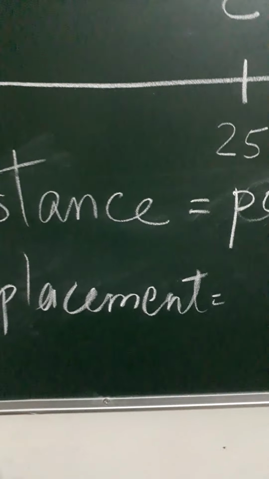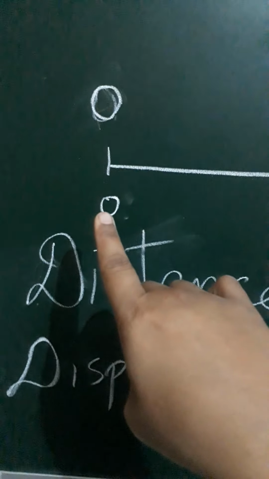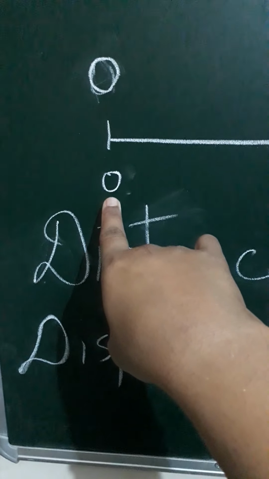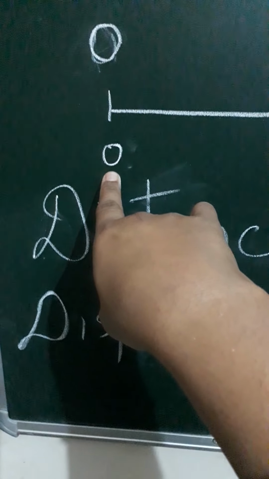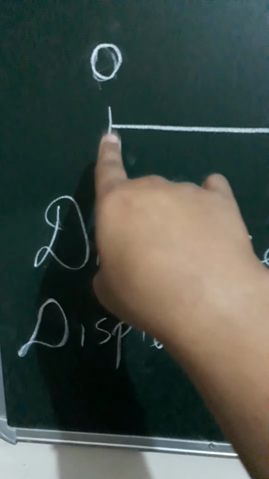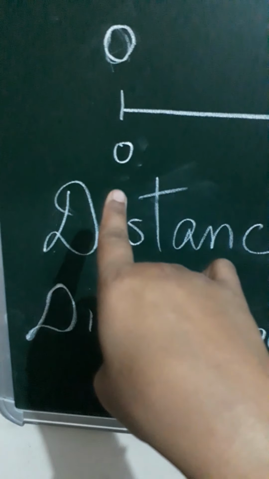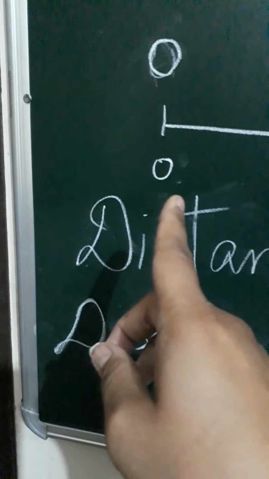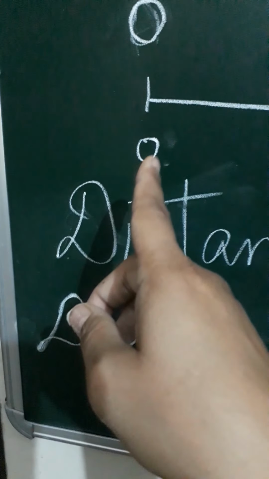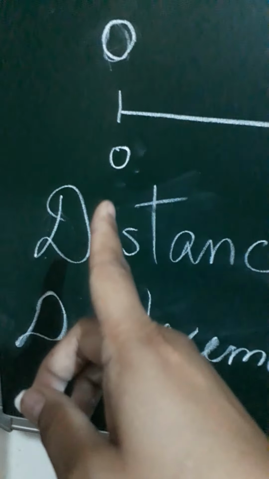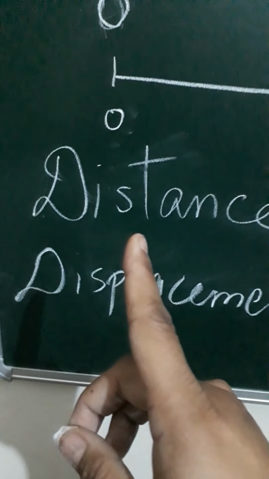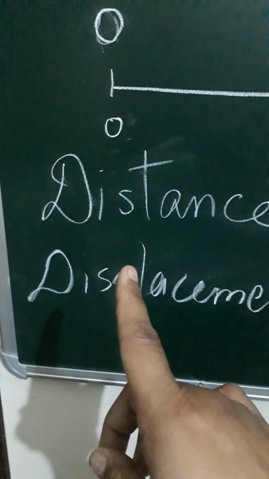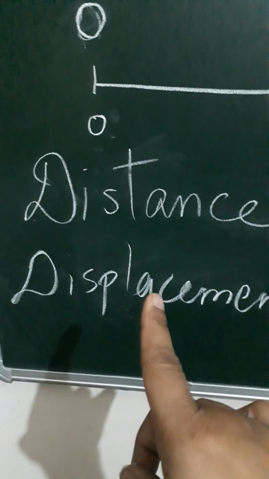But in case of displacement, if the object initially started from here and finally it was found here only, the displacement is going to be 0, because initially the object was here and finally also here. So the displacement can be 0 but the distance can never be 0. Once it has started its motion, the distance is never going to be 0, but the displacement can be 0 in this case.